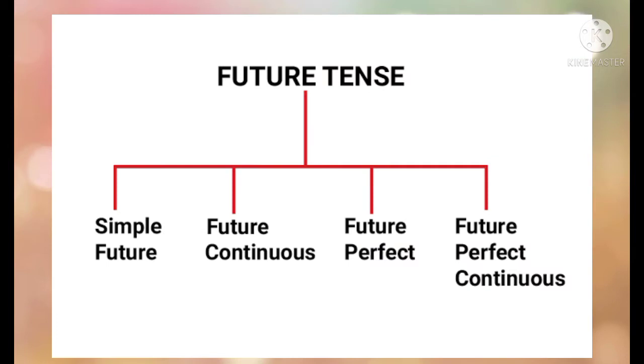Now, children, let us see types of future tenses. There are 4 types of future tenses: simple future, future continuous, future perfect, and future perfect continuous tense. We'll see them one by one. Let us see first the simple future tense.